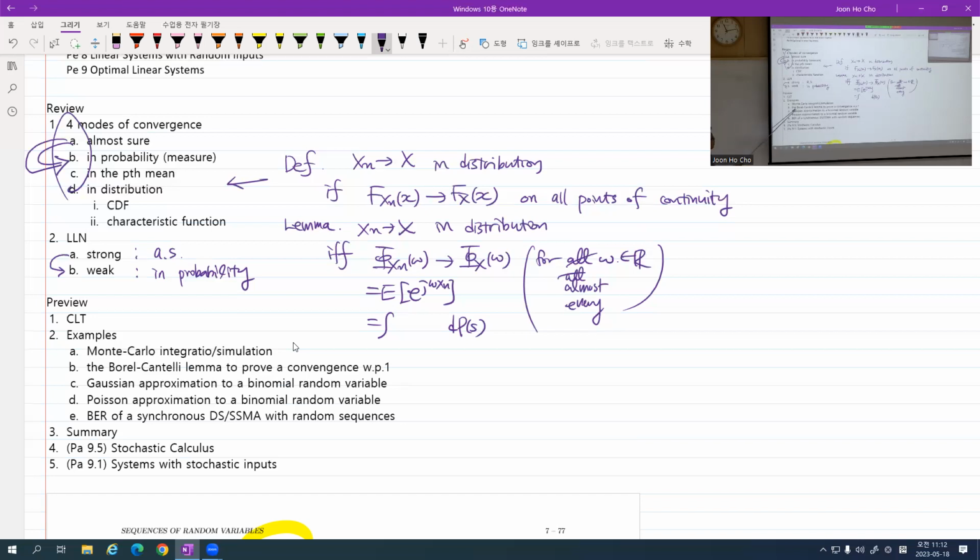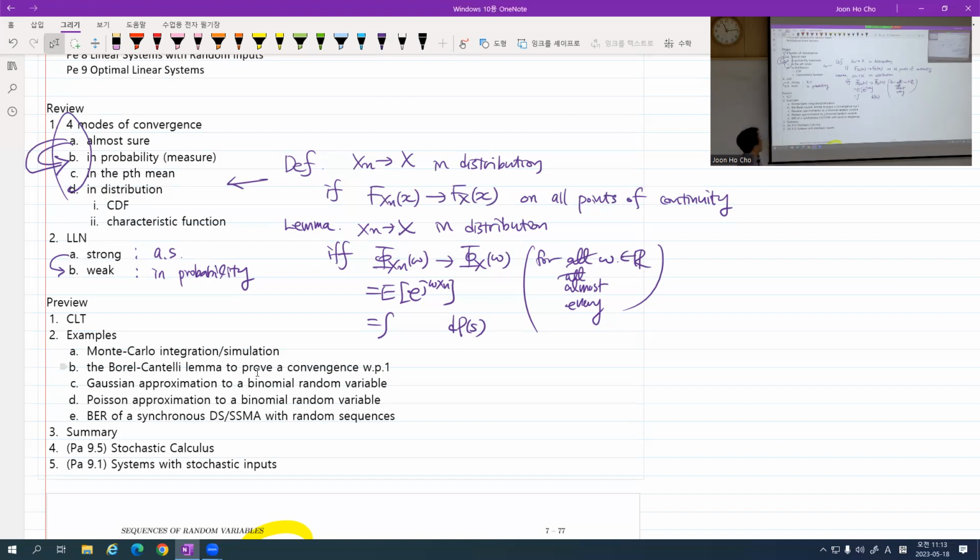Anyway, after we study the central limit theorem, we will see some very, very famous examples. The first one is related to the strong law of large numbers and weak law of large numbers. And as communication engineers, as most of you are, we do a lot of Monte Carlo simulations. And this is the kind of foundation of the Monte Carlo simulation. Second one, which I will not prove but just introduce, is the Borel-Cantelli lemma, which is often used to show the convergence almost surely.